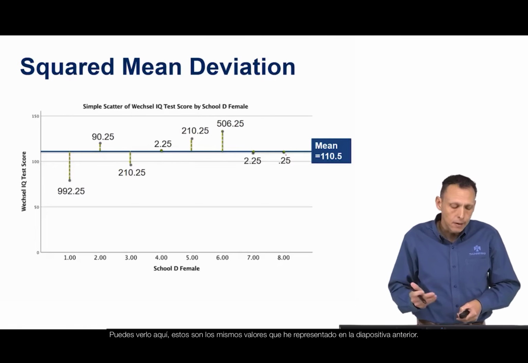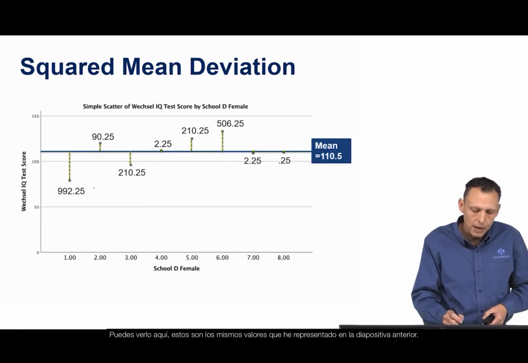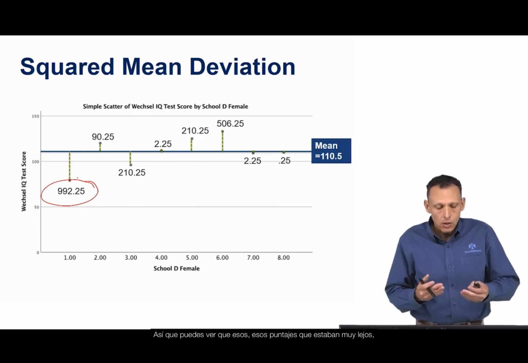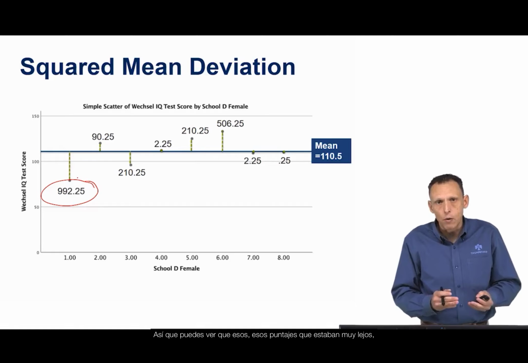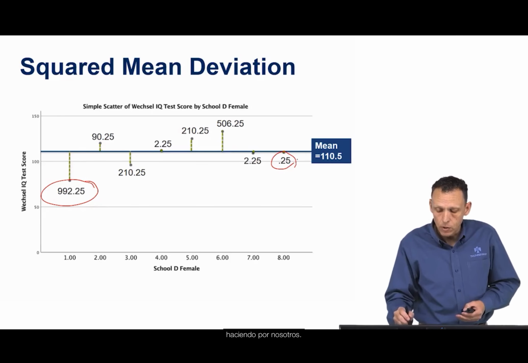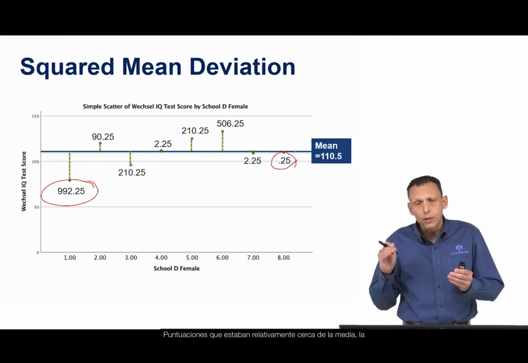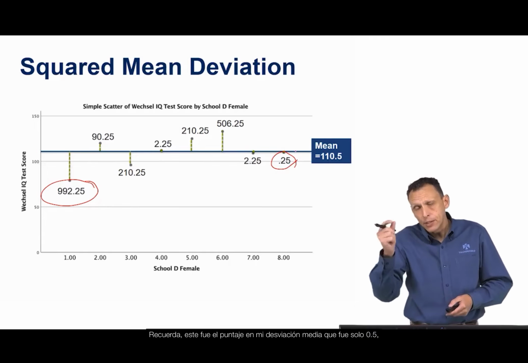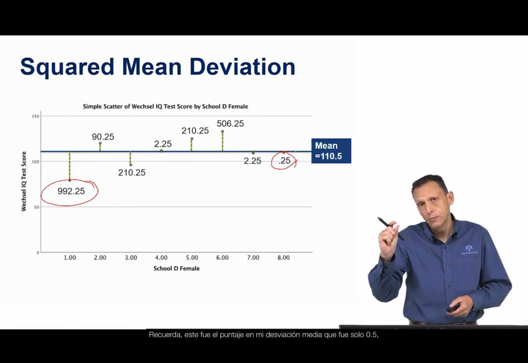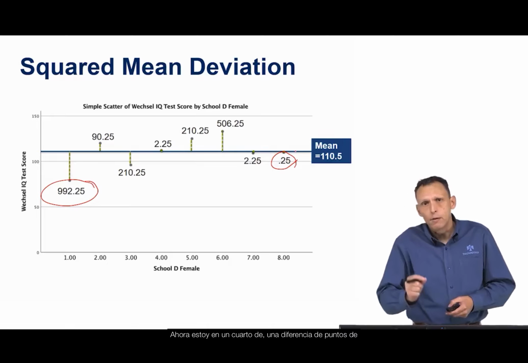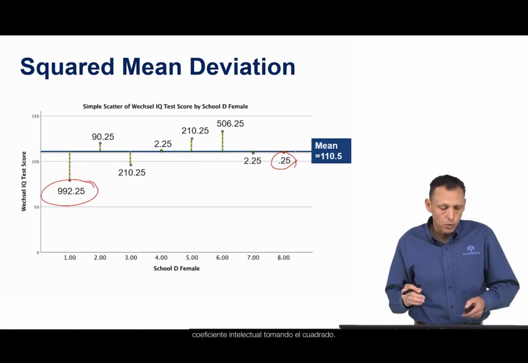And you can see that here. These are the same values that I had represented in the prior slide. I've just squared those values. So you can see that those scores that were far away, now the number is quite large. That's what the squaring is doing for us. Scores that were relatively close to the mean, the difference is even sort of minimized. Remember, this was the score on my mean deviation that was just 0.5, half of an IQ point difference. Now I'm at a quarter of an IQ point difference by taking the square.